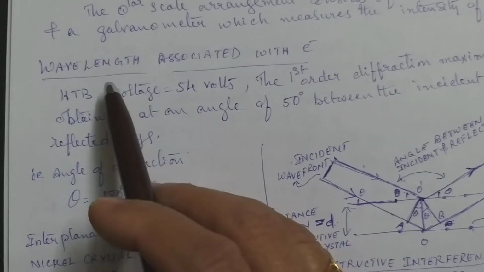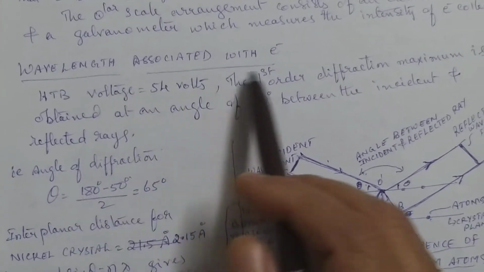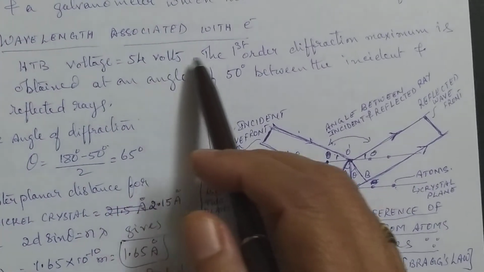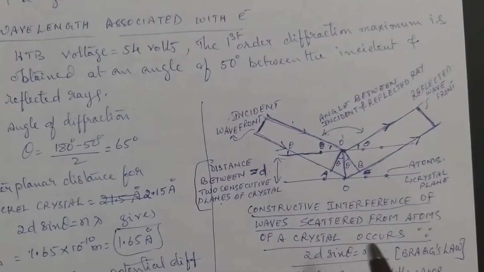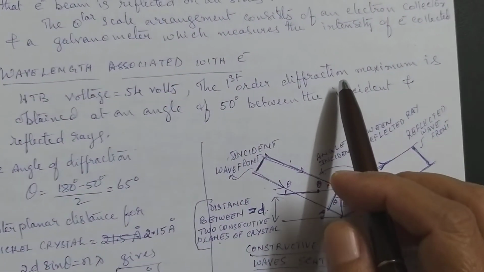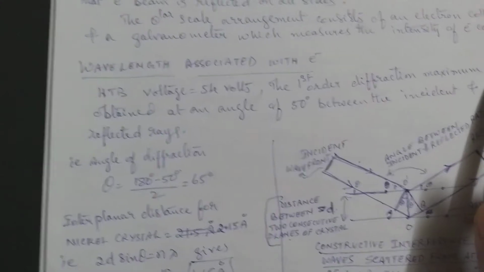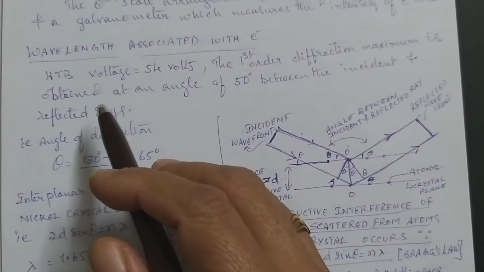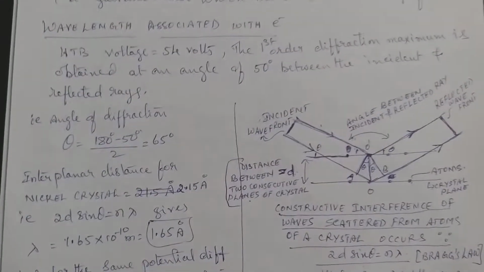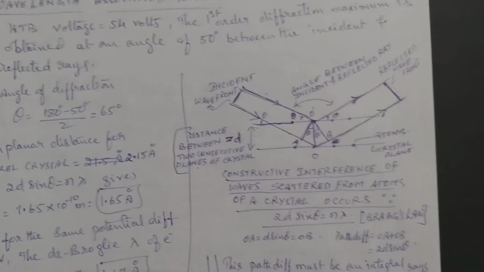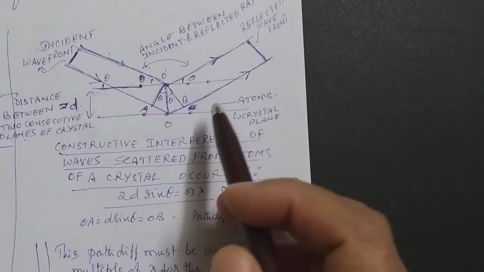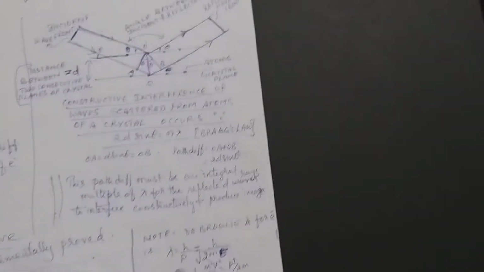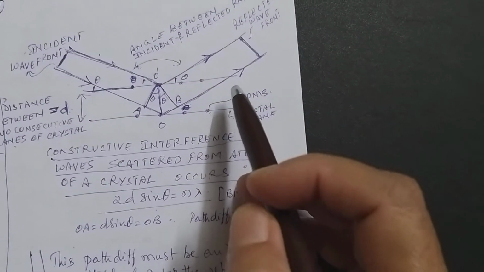Now, how do we assign a wavelength to it? The wavelength is associated with the electron. The high tension battery is 54 volts, and what you get on the screen is a first order diffraction maximum. On that circular screen, we get a first order diffraction maximum. What do you mean by first order diffraction maximum? Here, I will just tell you Bragg's formula because it is used here. You need not write all this in the exam, but this explanation is needed.